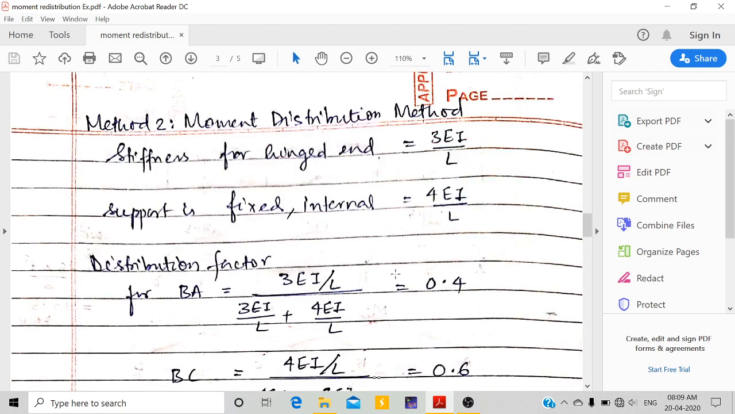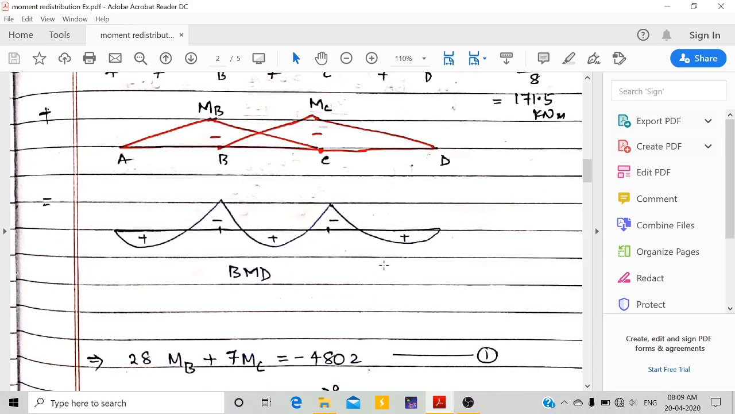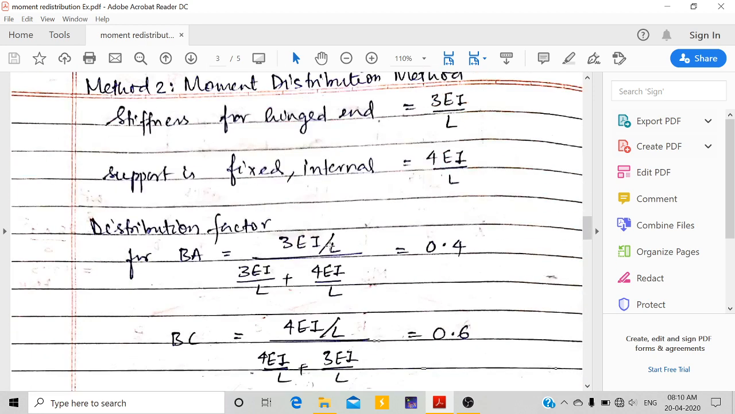Next, the same you can also use to calculate the support moment by using moment distribution method. So I said any method is okay. I have here showed you two methods. So this is the second method, moment distribution method. So we know that for stiffness of hinged end we are using 3EI by L. If support is fixed or it is an internal support, the stiffness is 4EI by L. So the distribution factor, at B and C we have to calculate. Because at B the distribution will be for these two spans, at C the distribution will be for CB and CD.